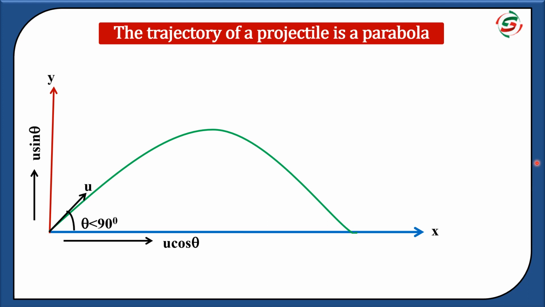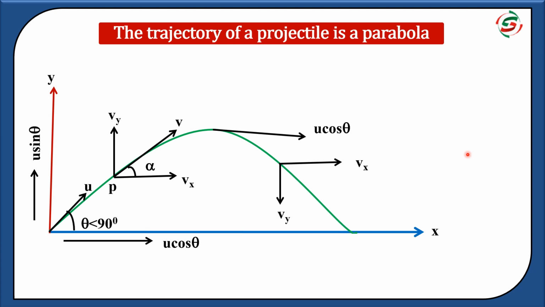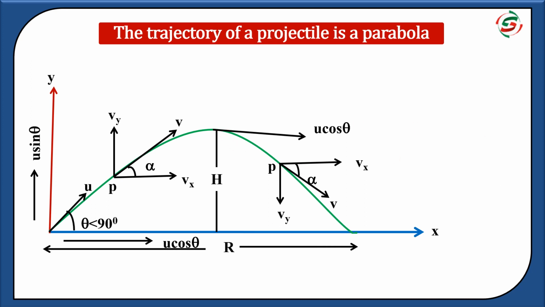It is resolved into two components, Vx and Vy at a particular point. So this V has made an angle alpha with Vx. So the position is P. Now this is the maximum height h attained. This is the horizontal range R where it reaches the ground.